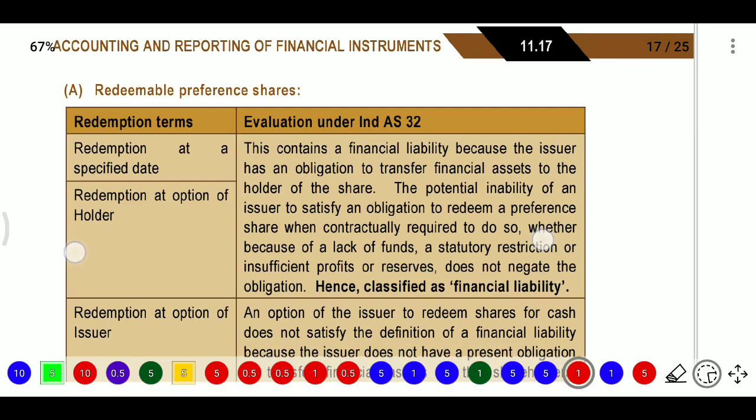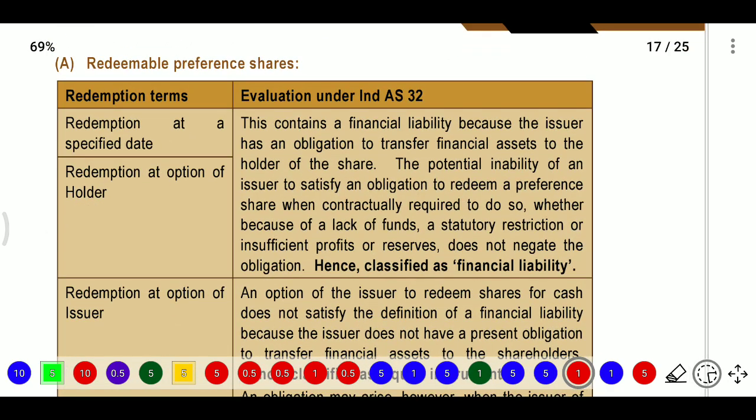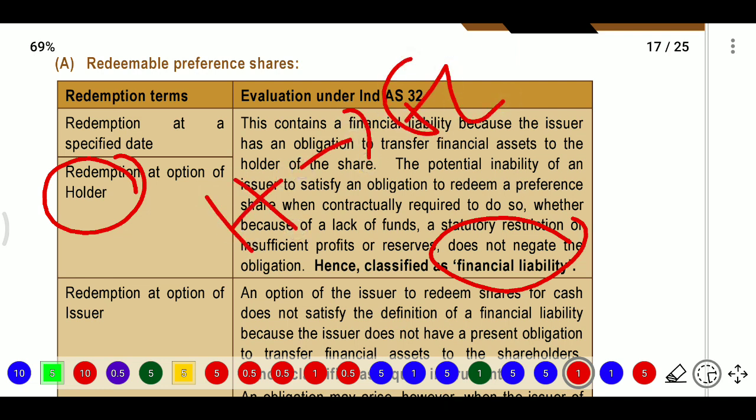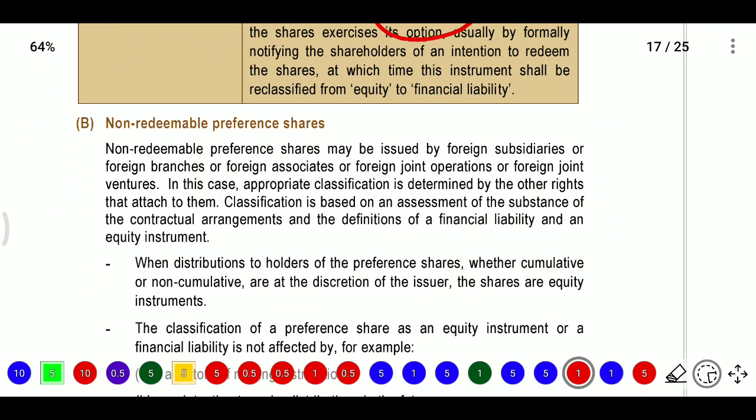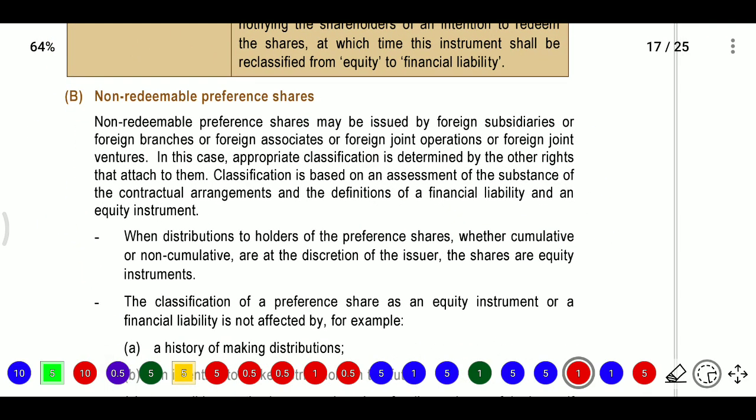So redemption at a specified date or redemption at the option of the holders. When redemption is at the option of the issuer, it will become equity only. But when there is redemption at the option of the holder, then it will become a financial liability. So holder's option, it will become financial liability. Issuer's option, it will become equity. And redemption at the option of the issuer means it will become an equity instrument. Then there are non-redeemable preferences.